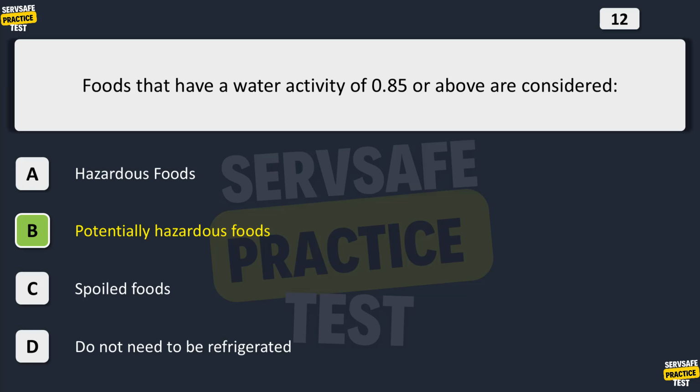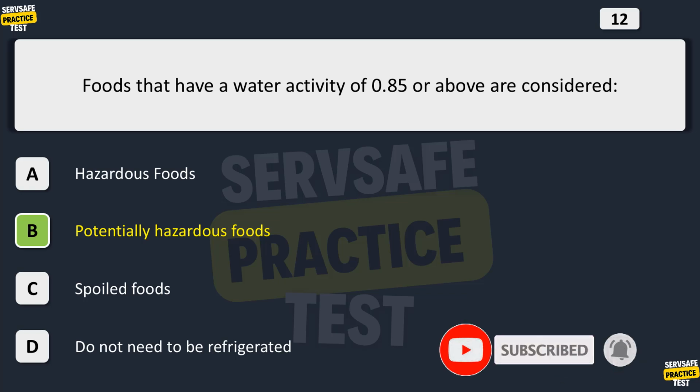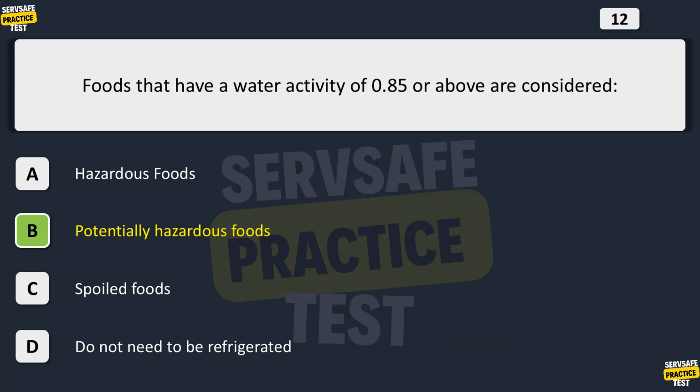The correct answer is B. Potentially hazardous foods. Potentially hazardous foods are foods that have a water activity of 0.85 or above. This critical value of water activity indicates that a food is susceptible to foodborne pathogens. Therefore, any food above this limit should be given special care in a restaurant environment. Special care includes refrigeration, limiting the amount of time in the danger zone, and marking these foods with the date of entry into the restaurant.